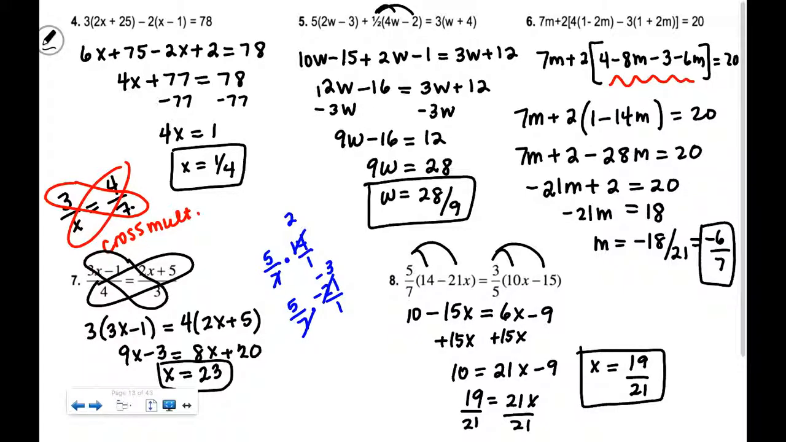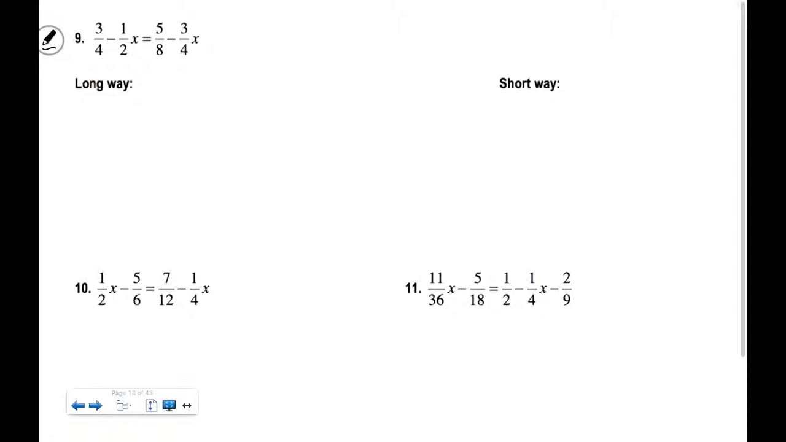Okay, good so far? All right, so what if you have a whole equation full of fractions? Like these ones. Man, I just keep reading that. You just cry. You cry.